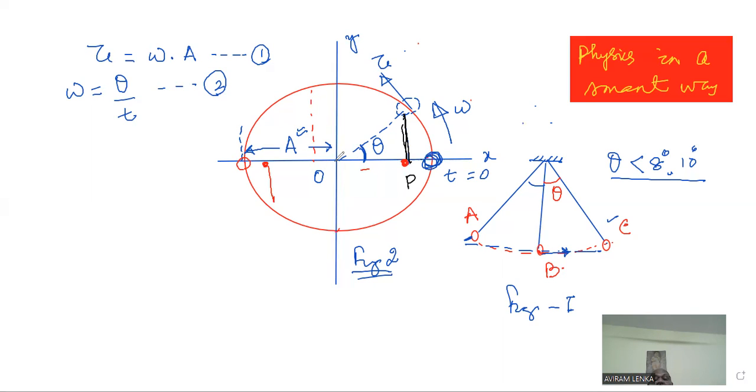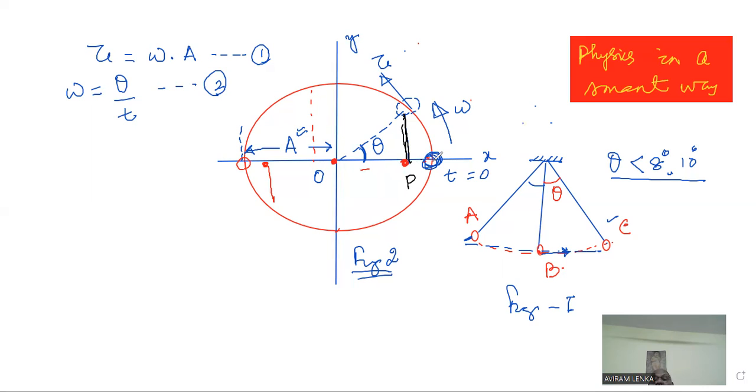All the measurements we take from the origin. At the start of our time measurement, the body starts at t equal to 0. The body starts from this point, the main body. Mark it. Always you must be able to differentiate whether I am talking of the main body or the foot of the perpendicular, the imaginary body.